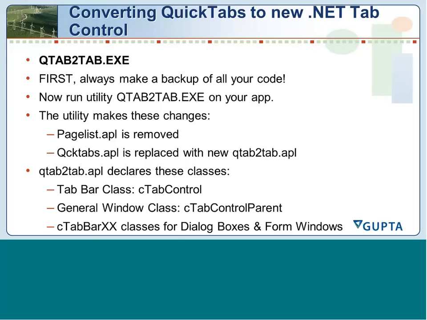QuickTab to Tab APL declares the following classes: the tab bar class, CTabControl, the general window class, CTabControlParent, and the CTabX class for dialog boxes and form windows. So this tool really replaces the old technology with the new technology, but it does everything on the fly. So it's not possible to say I want to start first with this part of the application, then with the second part, because it's really a global replacement of the APL calls and the APL wrappers at this point.